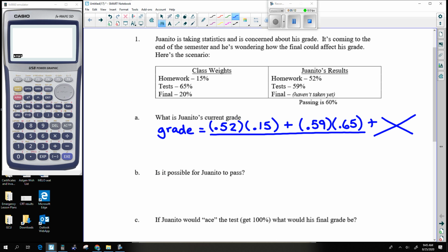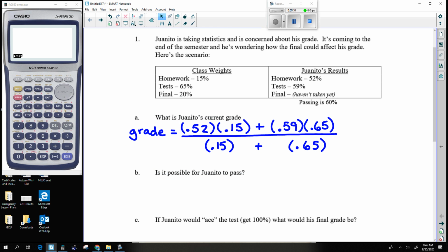So we divide by just the weights. That was 15% and 65%. Again, we are not adding the weight of that final that we did not take. This is his scores times the weights. That's how you get a weighted average. When you do this, my advice is to get a complete answer to the numerator, a complete answer to the denominator, and then divide. Don't try to work it all at once. So 52 and 15 with 59 and 65.